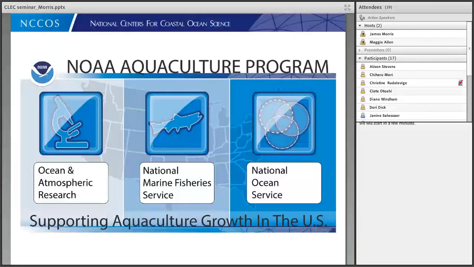So the NOAA Aquaculture Program is somewhat of a matrix program across 3 line offices within NOAA. For some of you that may not be familiar, we have aquaculture work happening within the Ocean and Atmospheric Research, or OAR, specifically in Sea Grant. We have a lot of education and outreach, research and development, granting opportunities, and those kinds of things, and very importantly, extension.